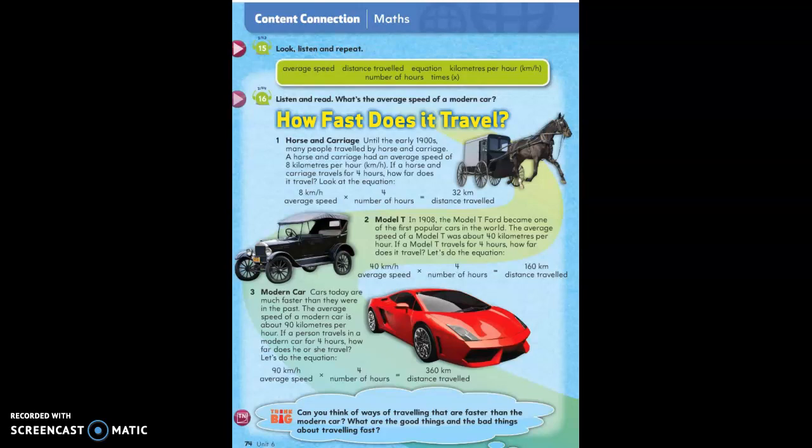Okay, let's have a look at Big English, page 74. Here we're talking about things in the past and in the present and thinking how fast they can travel.